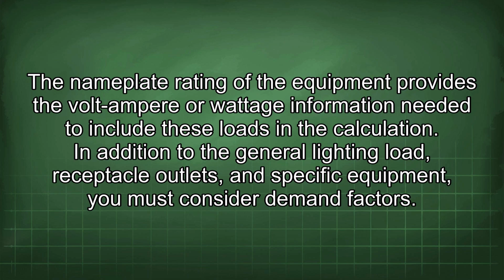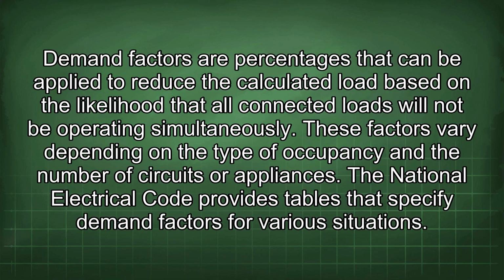In addition to the general lighting load, receptacle outlets, and specific equipment, you must consider demand factors. Demand factors are percentages that can be applied to reduce the calculated load based on the likelihood that all connected loads will not be operating simultaneously. These factors vary depending on the type of occupancy and the number of circuits or appliances. The National Electrical Code provides tables that specify demand factors for various situations.